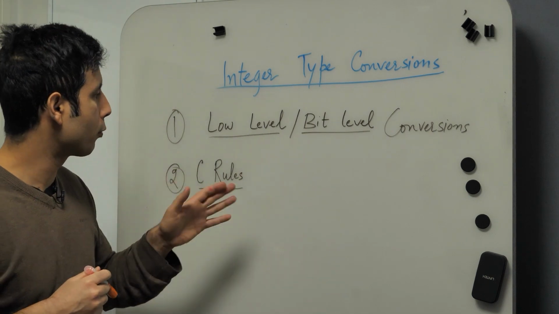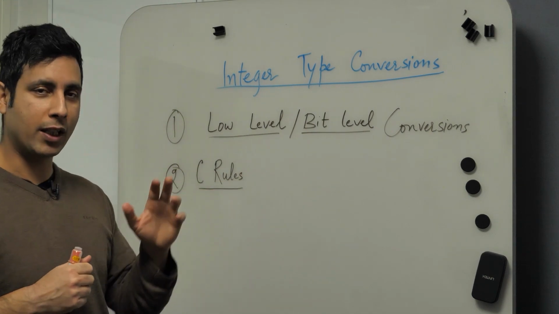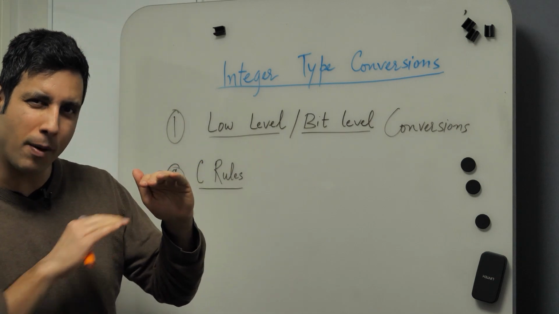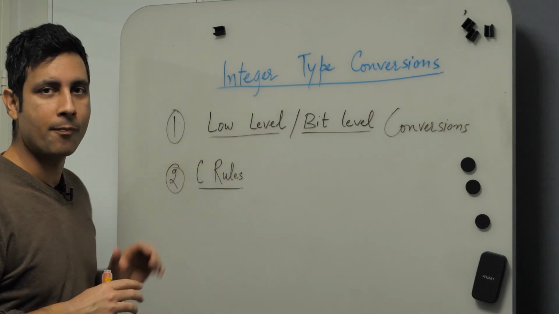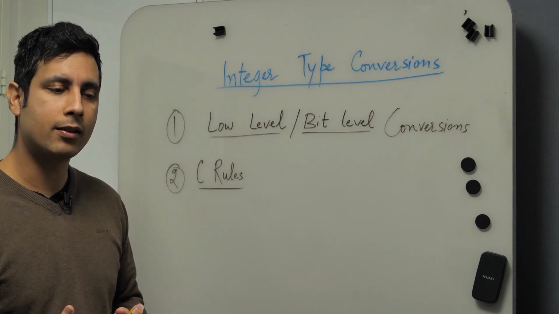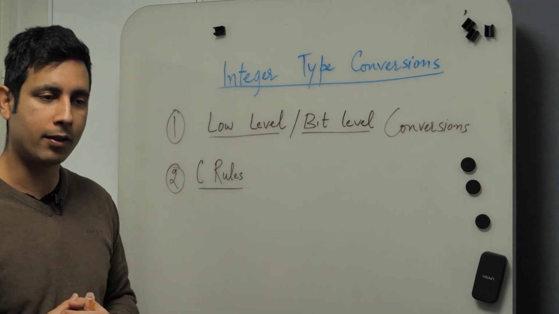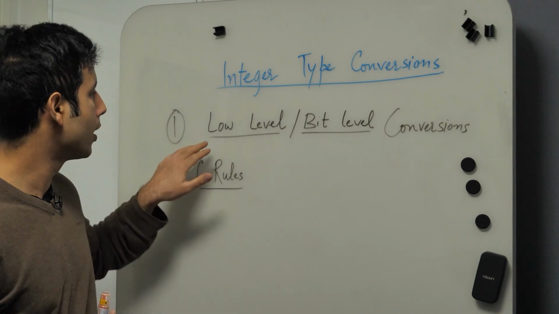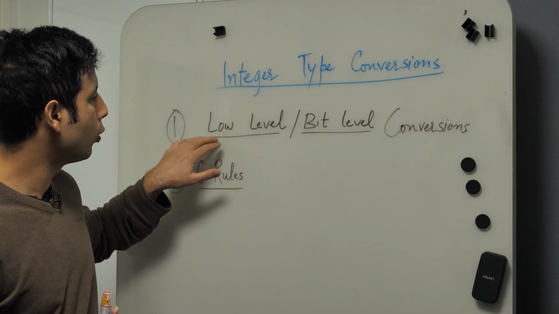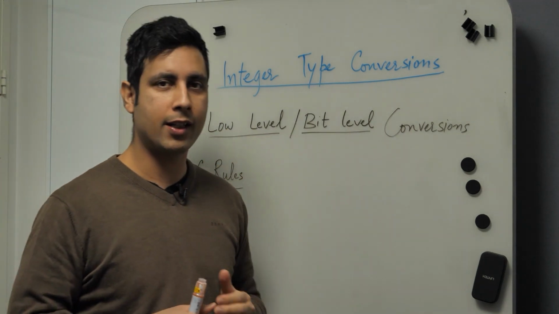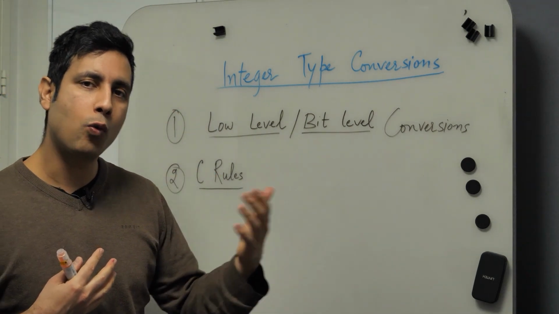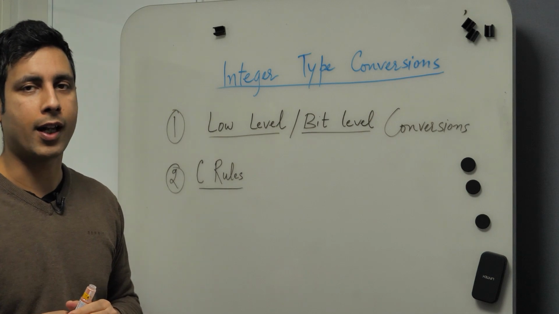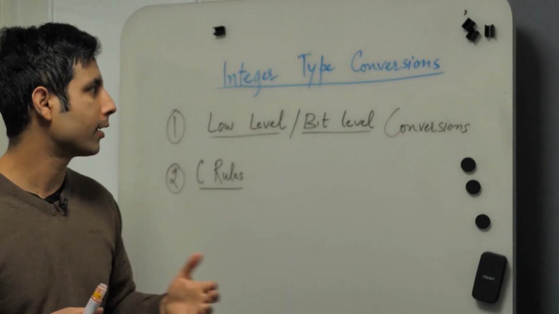Before we jump into this, we need to understand that we can divide this topic into two parts. The first part, which is very essential, is to understand how this type conversion happens. What is happening at bit level? So we will first quickly go through low level or bit level conversion, and once we understand this, then we can go into where and when these rules are important and when they are applied.